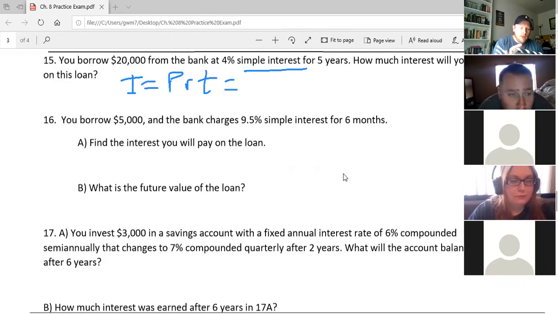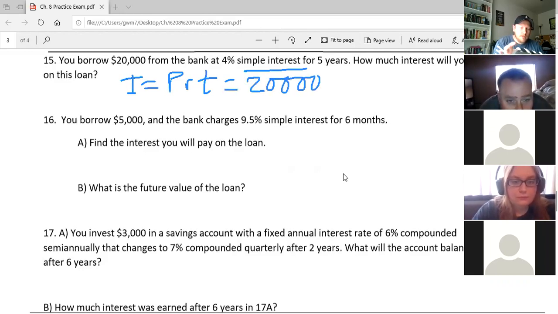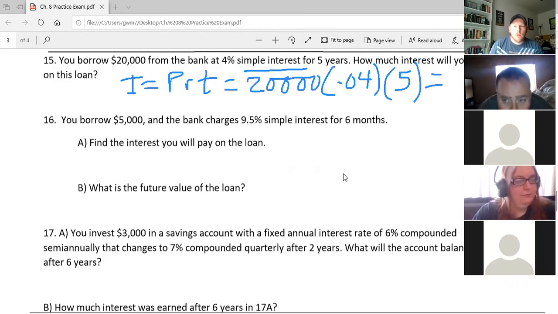The principal here, the amount borrowed is 20,000. The rate, I always change to a decimal, so 0.04. And the time is 5 years. When I do that multiplication, I got $4,000.